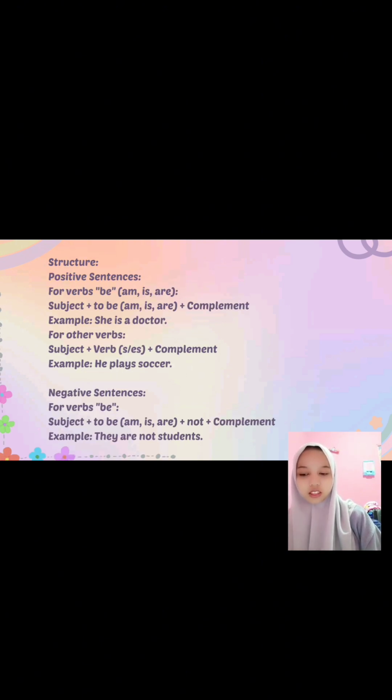Structure, positive sentences. For verb be: am, is, are. Example, she is a doctor. For other verbs, example, he plays soccer. Negative sentences for verb be: subject, to be, am, is, are, not, complement. Example, they are not students.